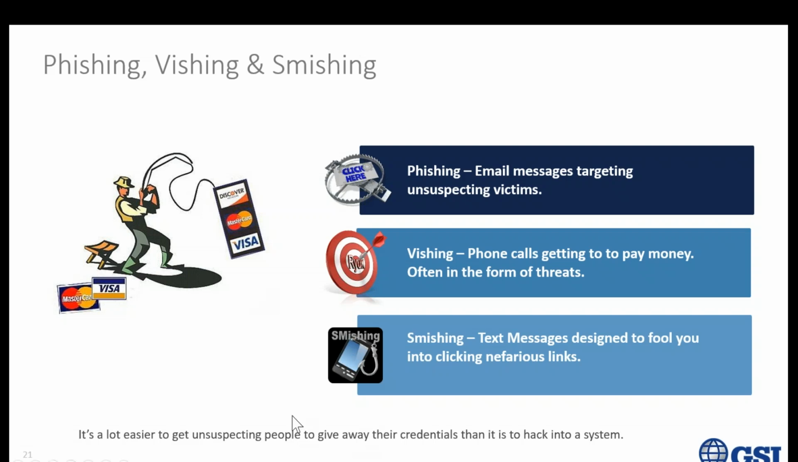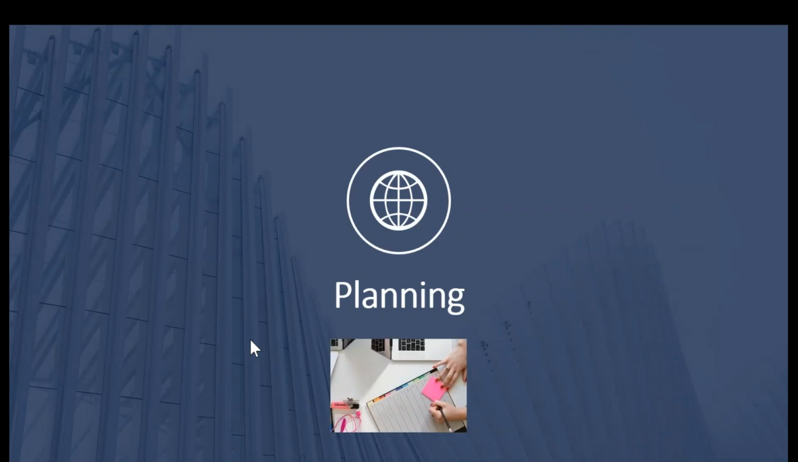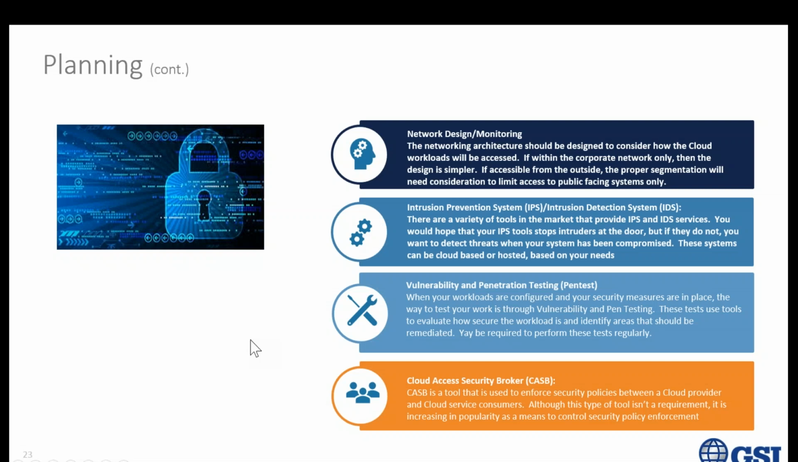So again, it's a lot easier to get unsuspecting people to give away their credentials than to hack into the system. And these are the 3 ways that happens. All right, planning. Josh, I think this is back to you.